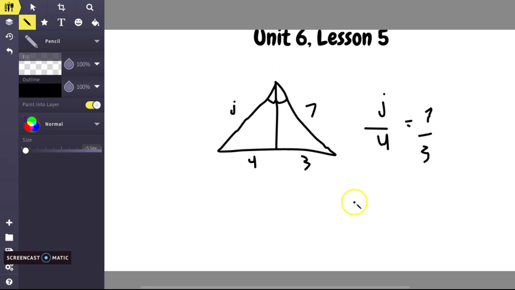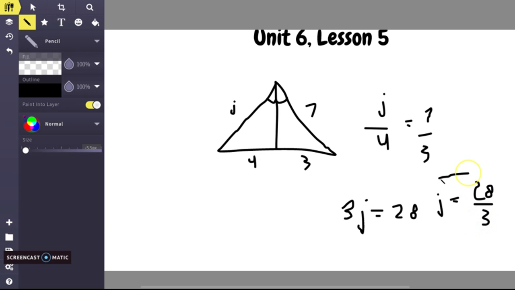You'll have to know what that is. These units pretty much build upon each other. So now when we solve, we can do 3j equals 28. So j is going to be 28 over 3. All right, that's good. Simple enough.